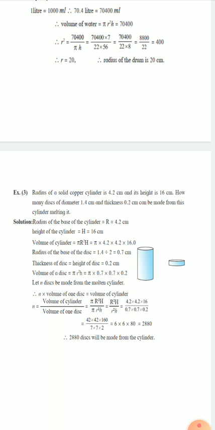So the formula for R is 4.2 into 4.2 into 16. R square is written as R into R in both numerator and denominator. Remember, capital R is the radius of the base of the cylinder, and small r is the radius of the base of the disc. Small r is used for the radius of the disc, capital R is used for the radius of the cylinder. So I will just write down 4.2 into 4.2 into 16 in the numerator, and in the denominator 0.7 into 0.7 into 0.2.